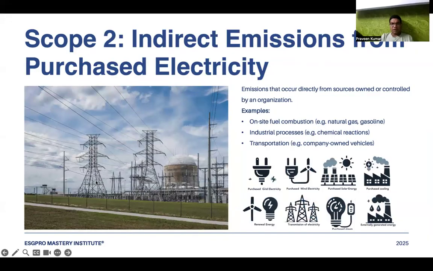The text. Sir, in the below mentioned icons, transmission of electricity and distribution of electricity, I have seen in some of the reference guides. In some reference guides, they have included transmission and distribution of electricity in scope 3. In some, they have considered it in scope 2. So, what is the final conclusion, sir? Is it a part of scope 2 or scope 3 with respect to transmission and distribution of electricity?